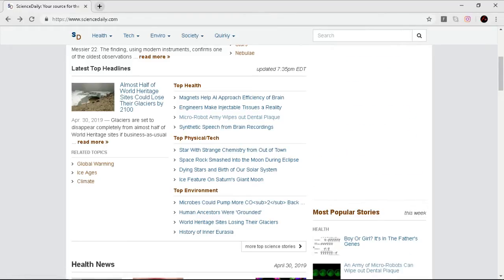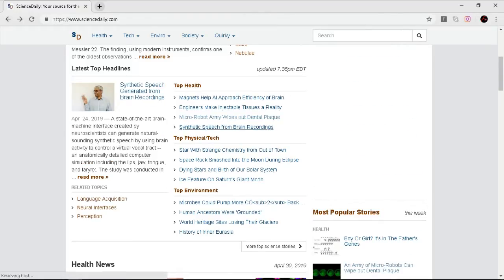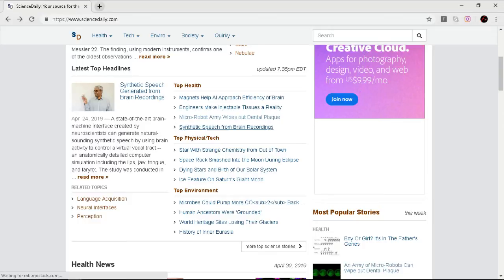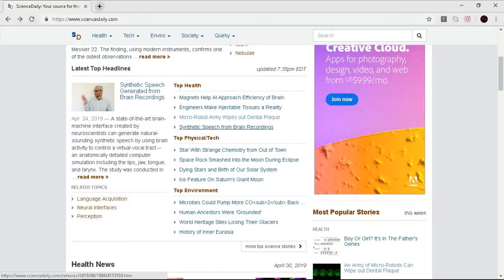Synthetic speech from brain recordings. A state-of-the-art brain-machine interface created by neuroscientists can generate natural-sounding synthetic speech by using brain activity to control a virtual vocal tract. An anatomically detailed computer simulation includes the lips, jaw, tongue, and larynx. The study was conducted in something. Top physical tech. Start with strange chemistry from out of town.